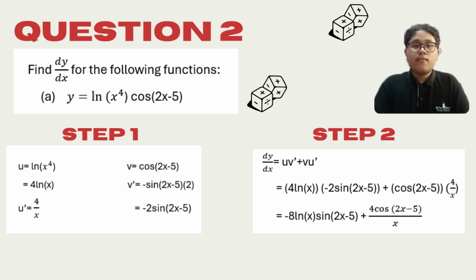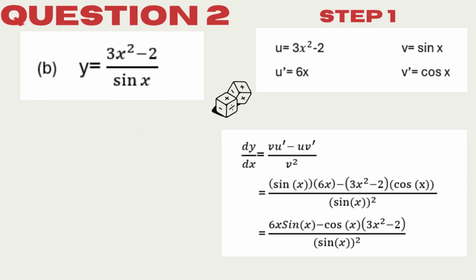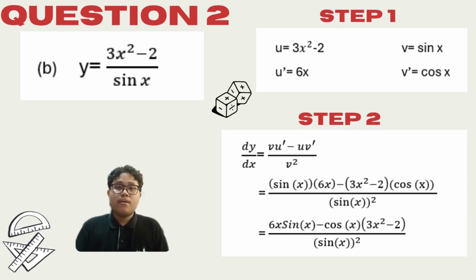Lastly, we can find our dy over dx by applying the product rule formula, that is the first function u times the derivative of the second, that is v prime, plus the second function v times the derivative of the first, that is u prime. We insert the u and v and u prime and v prime, we multiply it, simplify it, and then we got our final answer, that is negative 8 ln x sine 2x minus 5 plus 4 cos 2x minus 5 over x.